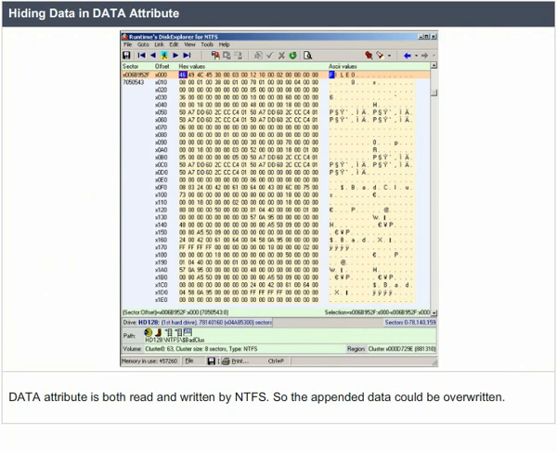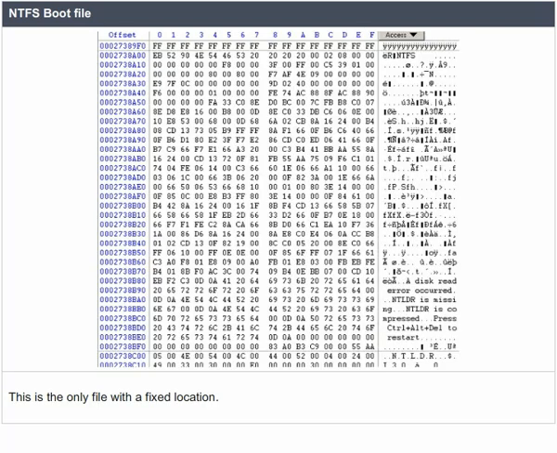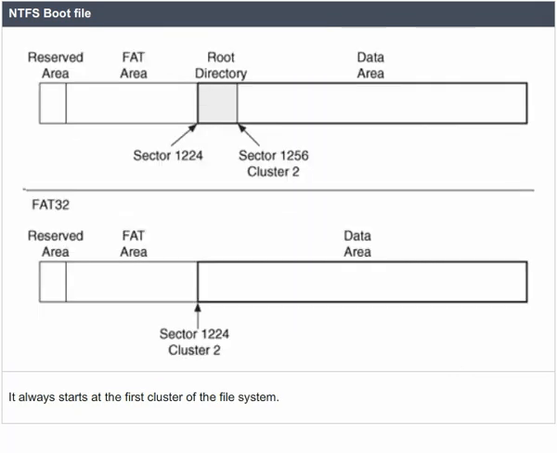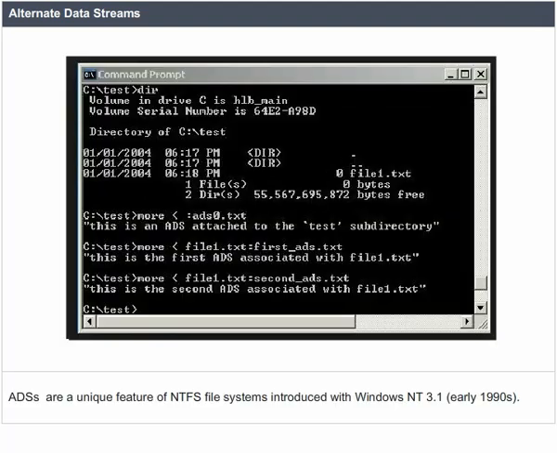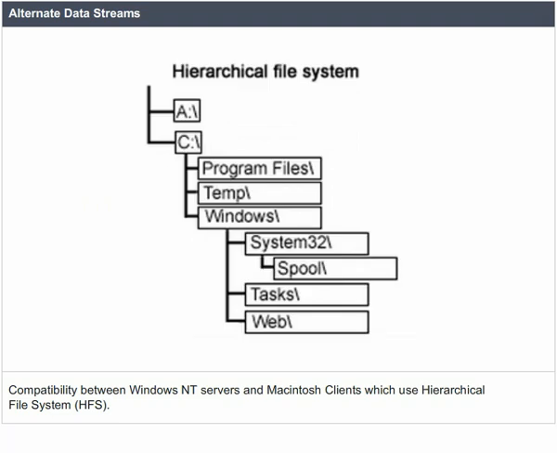NTFS boot file. This is the only file with a fixed location. It always starts at the first cluster of the file system. Alternate data streams. ADS are a unique feature of NTFS file systems introduced with Windows NT 3.1, early 1990s, for compatibility between Windows NT servers and Macintosh clients which use hierarchical file system, HFS.